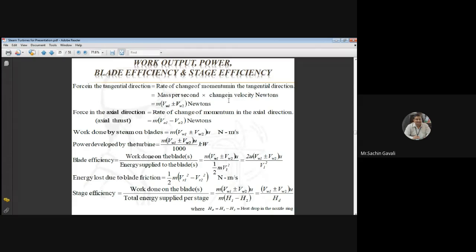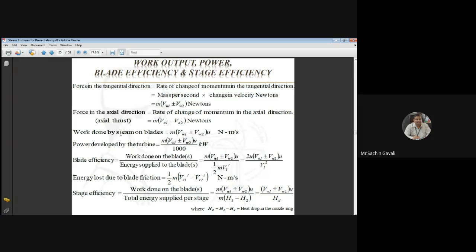Okay. Then force in the axial direction. Axial means vertical direction, the axial thrust, and that component is m into bracket Va1 minus Va2. Both components in this case are in the same direction, that is downward. Therefore, Va1 minus Va2. But for the tangential one, if Vw2 and Vw1 are in the same direction, it will become m into bracket Vw1 minus Vw2. If they are in opposite direction, it will become Vw1 plus Vw2. Axial component is m into bracket Va1 minus Va2 or Vf1 minus Vf2.